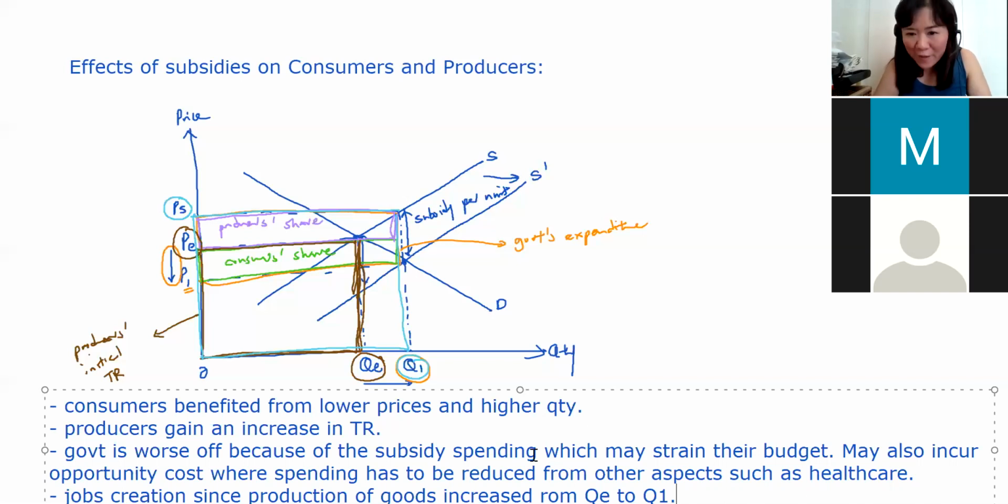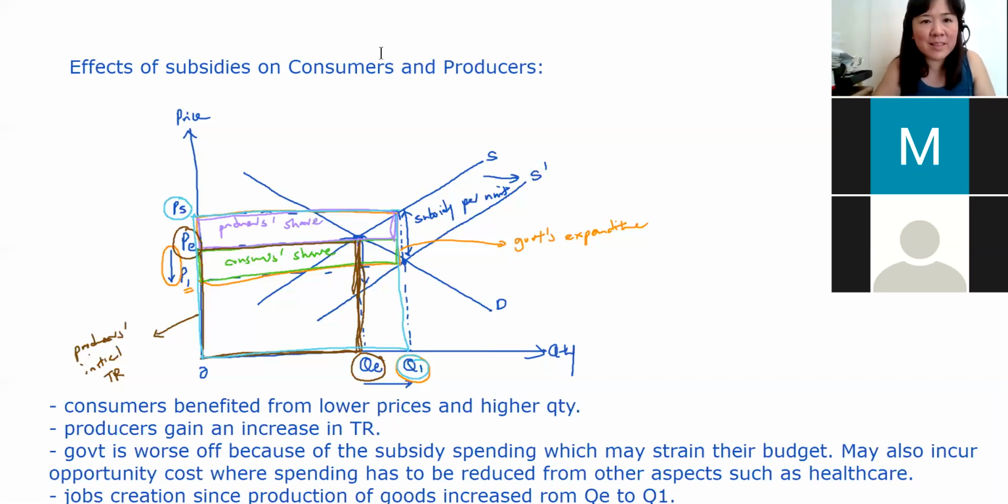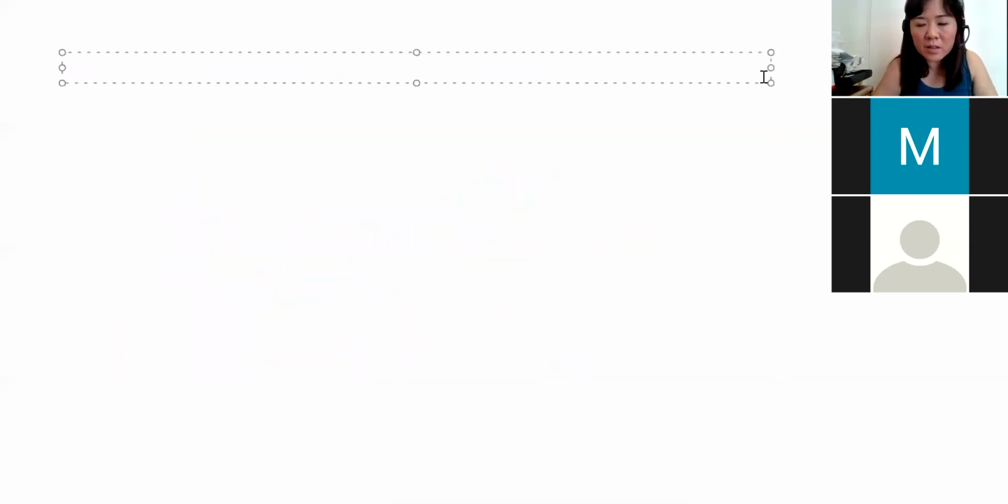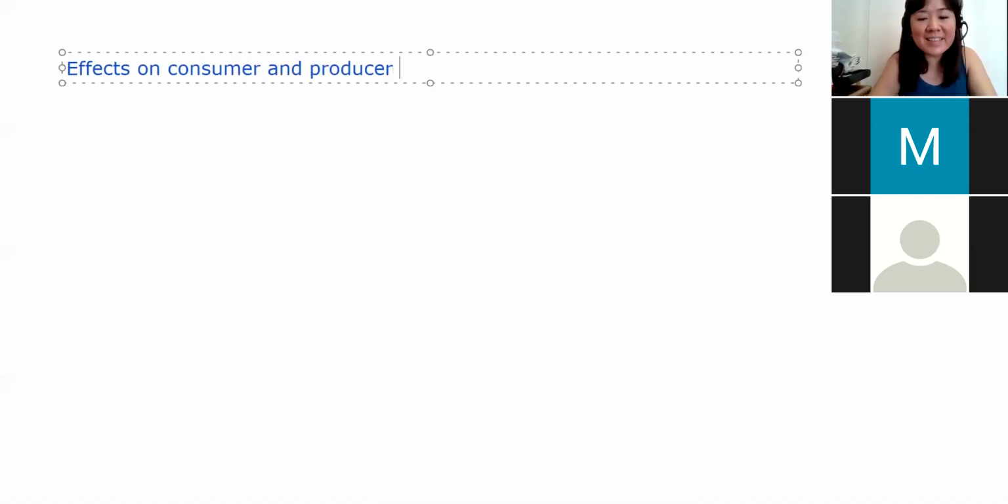Is this okay so far? Okay, nice. I'll show you the deadweight loss in a separate diagram. Effects on consumer and producer surplus due to subsidy.